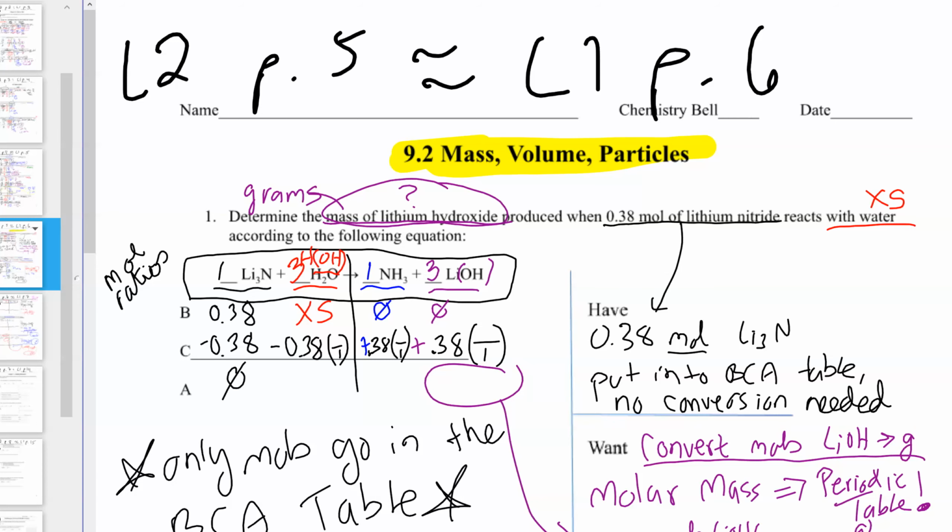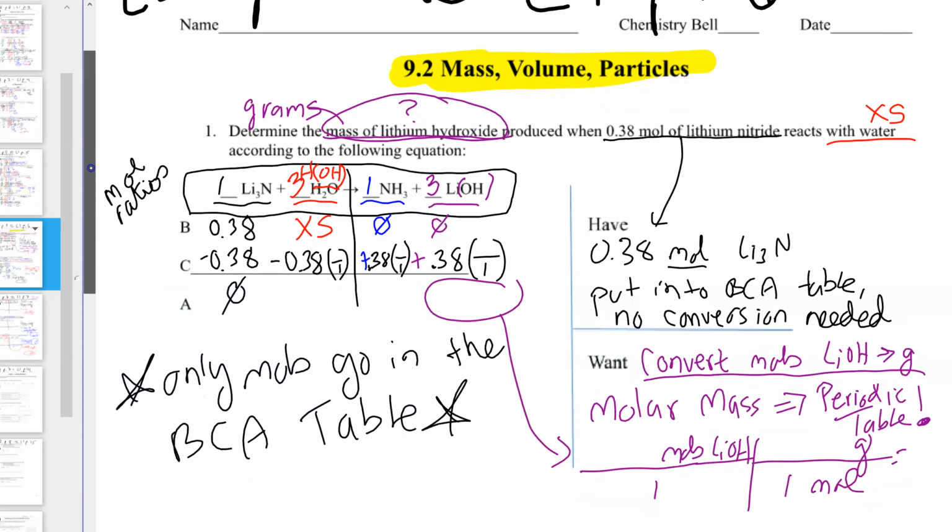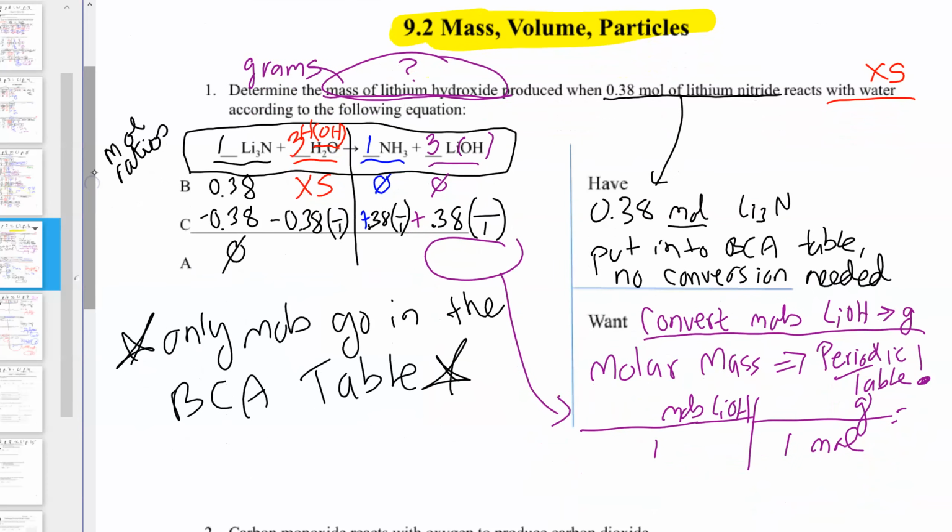Okay, let's get started. So let's look at problem 1. Remember, this should already have been attempted on your own, and now we're just checking our answers. So number 1, determine the mass of lithium hydroxide. That means they want the grams of lithium hydroxide produced when 0.38 moles of lithium nitride reacts with enough water, according to the following equation.